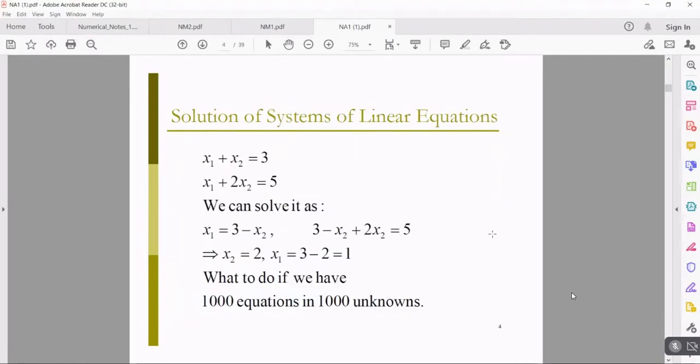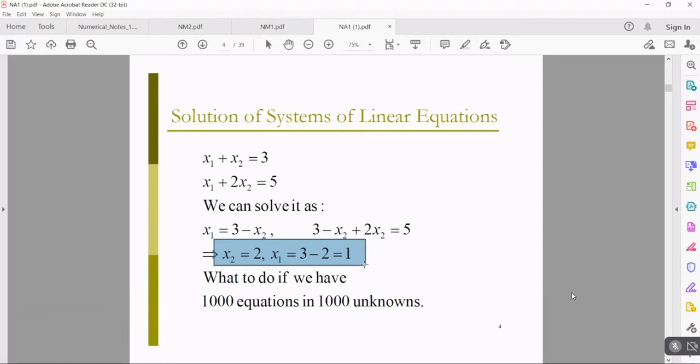Now we have this system of equations. Almost all of you know that these are two equations in two variables x1 and x2, and you know how to solve them. We substitute one variable, like x1, from equation 1 into equation 2, and then we easily get our solution, x2 equals to 2 and x1 equals to 1. So this is the procedure. We substitute one variable in another equation using the first equation, and then we easily get the solutions x1 and x2.